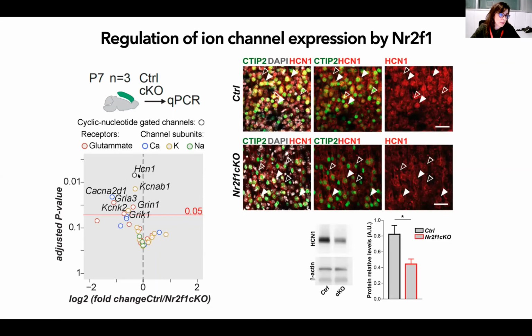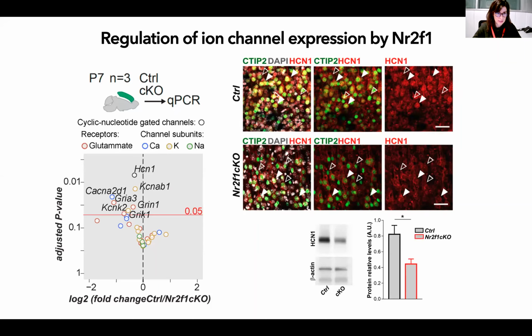Interestingly, HCN1 is a hyperpolarization-activated cation channel, and it is one of the major contributors to the SAG response that I was showing a couple of slides back. So we got very interested in this candidate, and we wanted to validate whether the expression was indeed reduced by performing immunohistochemistry for HCN1 in layer 5 neurons that are stained with CTIP2.